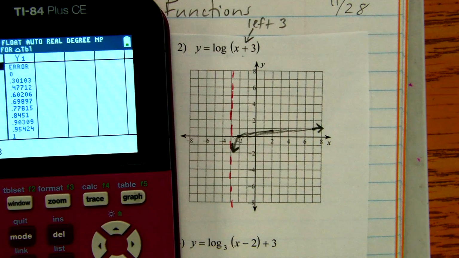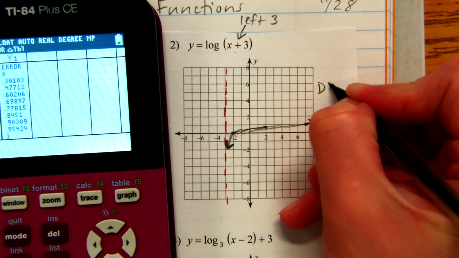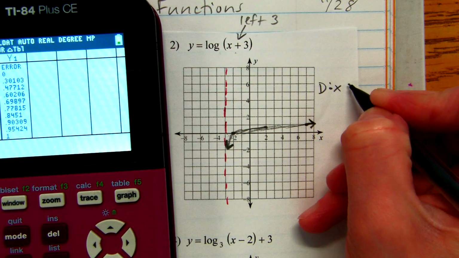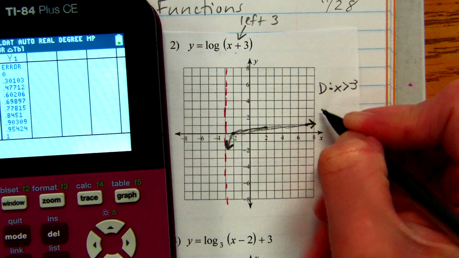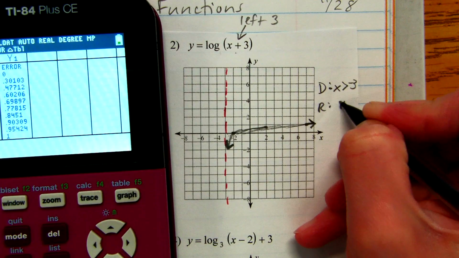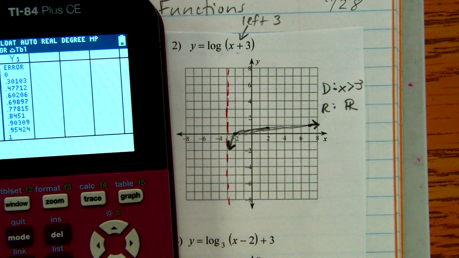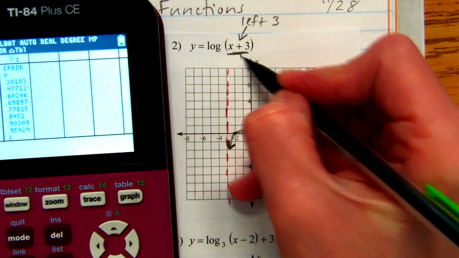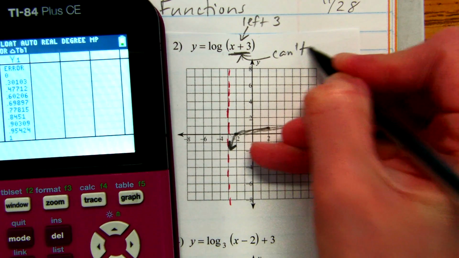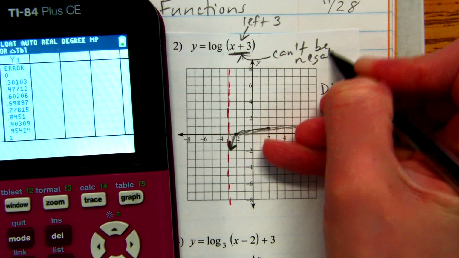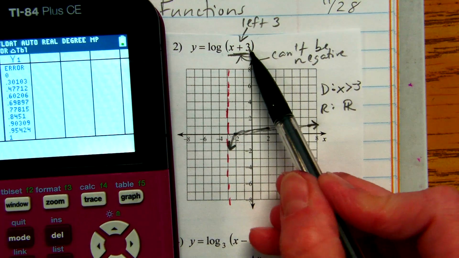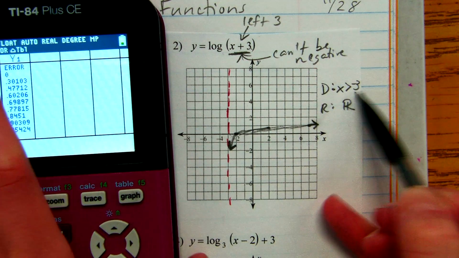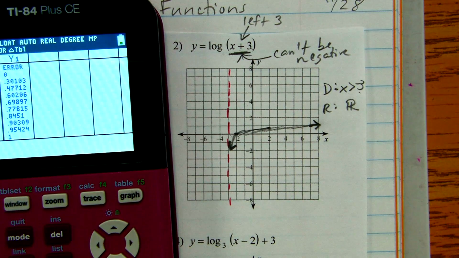So what is the domain for this one? X is greater than -3, and then the range is just going to be all real numbers. So we want to be able to graph it and come up with the domain and range. What we're doing with the domain is this part can never be negative. So that's why when I have the +3, -3 is where this is going to start. It also can't be 0.